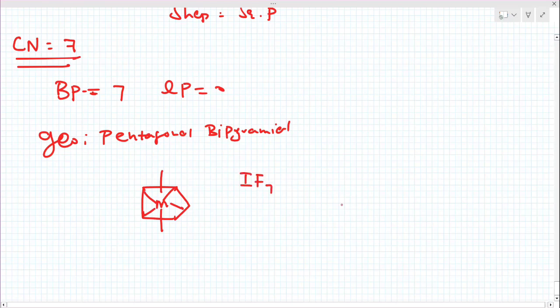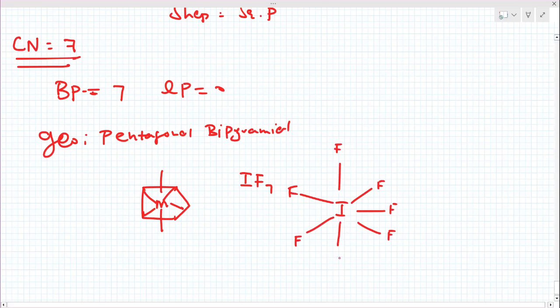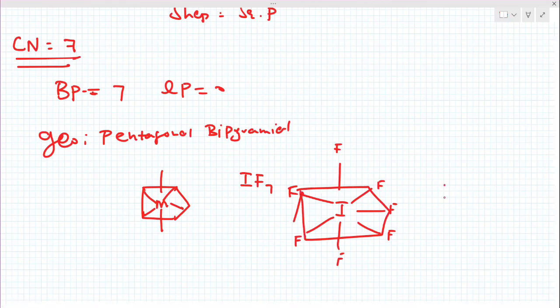Okay, IF7. Iodine is in group 17, so it has 7 valence electrons. Therefore iodine is bonded to 1 F, 2 F, 3 F, and so on up to 7 F. This is pentagonal bipyramidal.